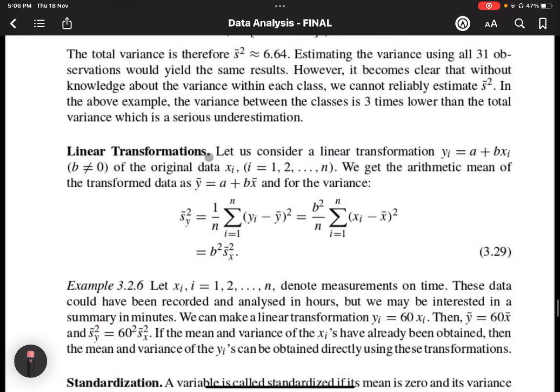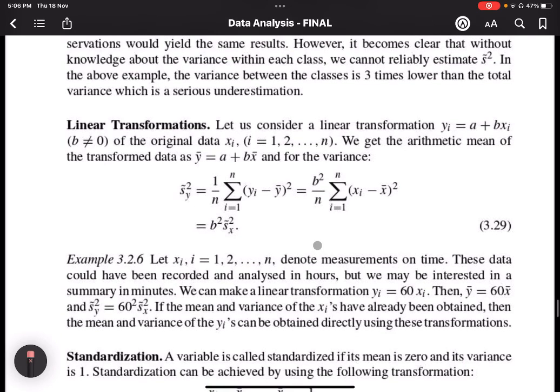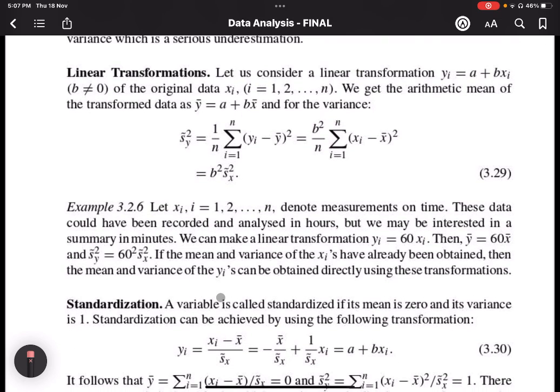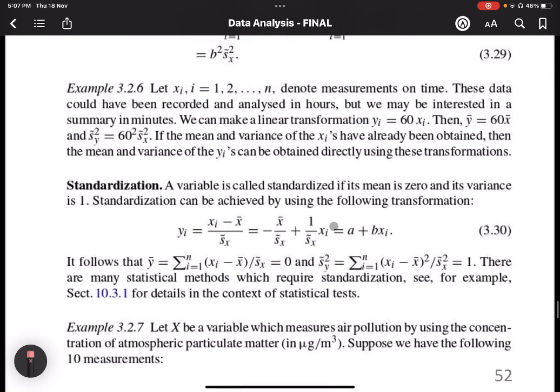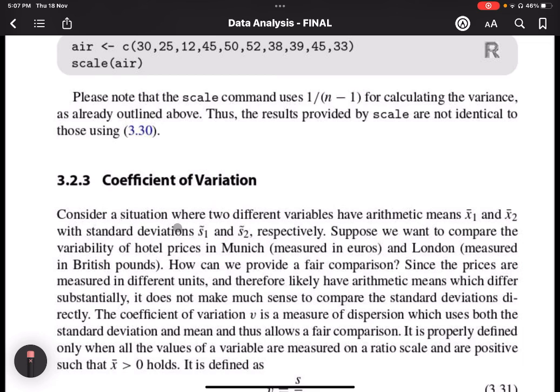Linear transformations, again, ito yung pagko-compute, no? From one unit to another unit of measurement. Okay? Now, in relation to that, we have what we call standardization. The variable is called standardized if its mean is 0 and its variance is 1. Standardization can be achieved by using the following transformation. So we have again the constant value of a plus bx, coefficient of variation.